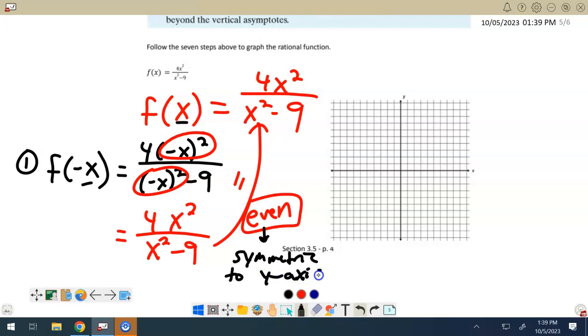All right. So we'll just keep that in mind when we go to draw our graph, that we want to make sure the graph to the left of the y-axis is the mirror image of the graph to the right of the y-axis. All right. So that's step 1, determine if there's any symmetry. This time we did have a symmetry.